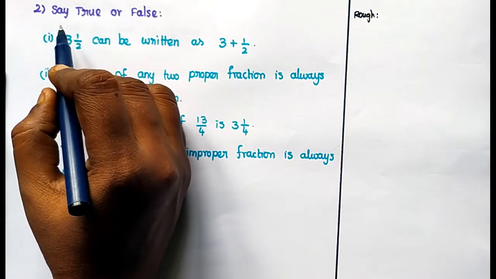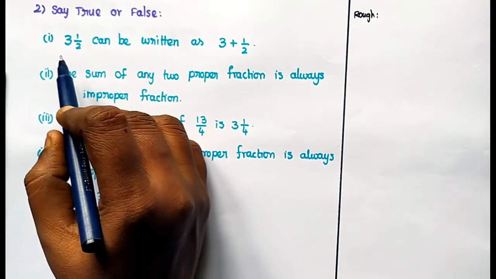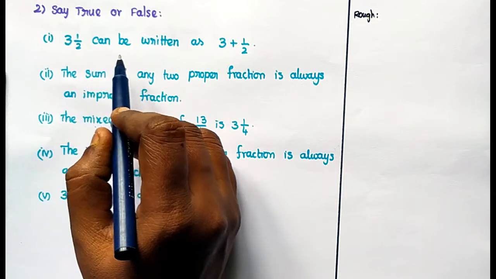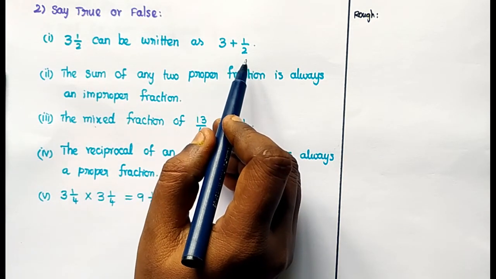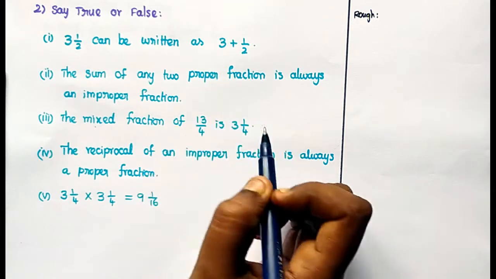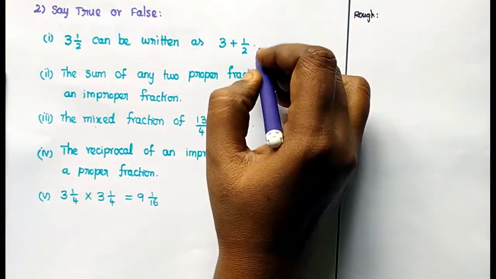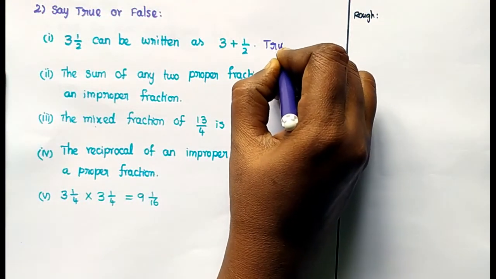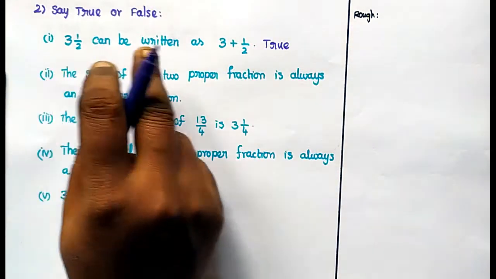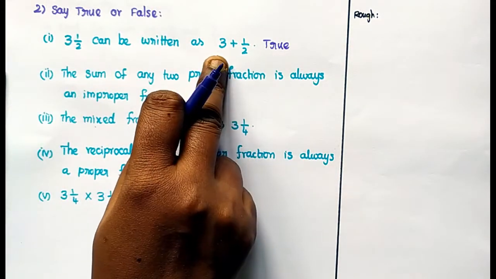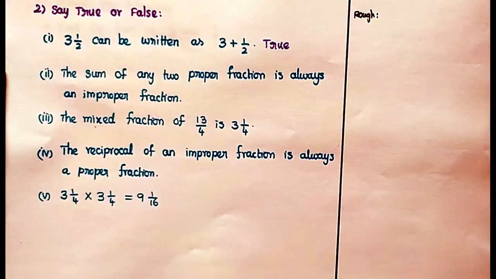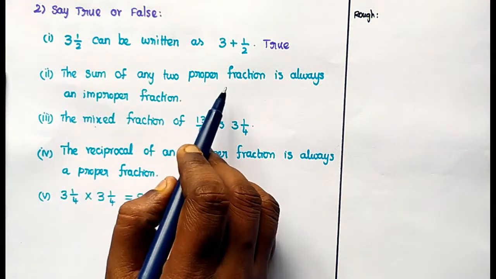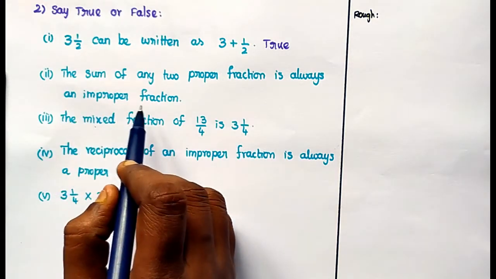Second sum, say true or false. 3 1 by 2 can be written as 3 plus 1 by 2. It is true. 3 and a half, right? So, it can be written as 3 plus 1 by 2. That is a true statement.